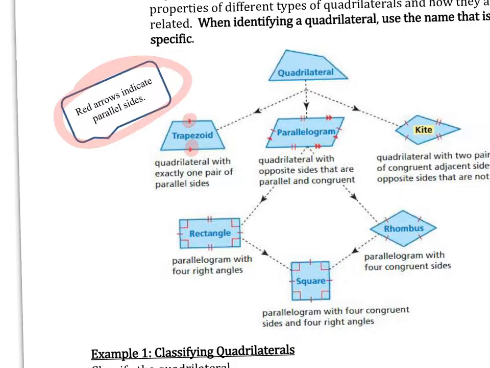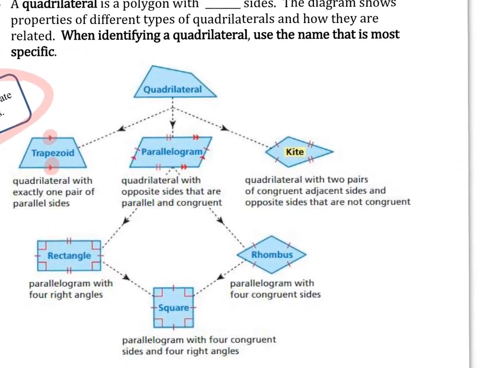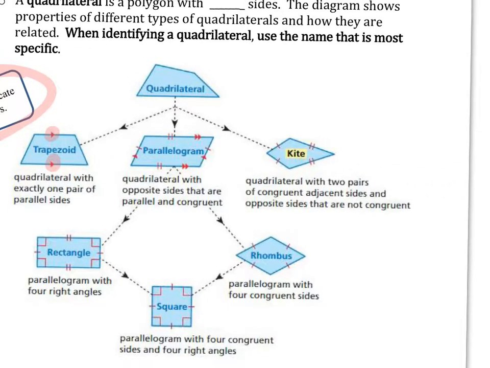Now, if we jump over here to look at the kite, just because it's another shape on its own, it's a quadrilateral with 2 pairs of congruent adjacent sides and opposite sides that are not congruent. This is important right here, the congruent adjacent sides. You can see on the diagram, just like with our triangles, we have those congruent tick marks. The difference with these ones is that they're not opposite, they're adjacent, which means they're next to each other. So we have those 2 double tick marks on the right, and then we have the single tick marks on the left that show that those 2 sides are congruent.